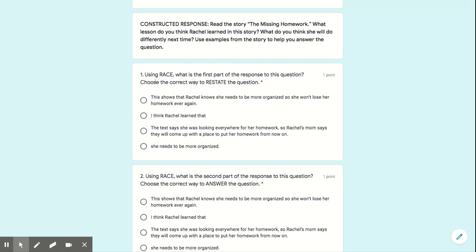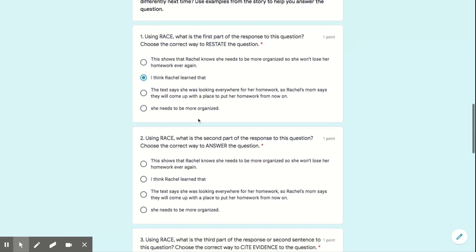So my first one, I read it and I know that they want me to restate the question. And remember, that's when you take words from the question that show what you're talking about. It tells your subject. So out of all of these options, the one that shows words from the question is this one. I think Rachel learned that. Okay, so that's going to be my restating. So that's what I put for R. Now we go down to the next one.